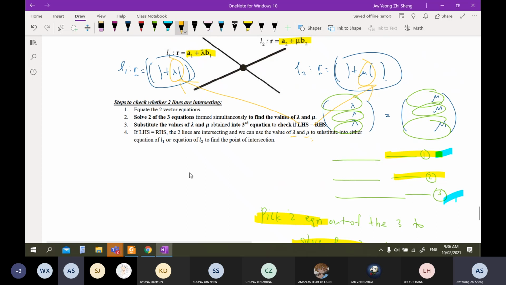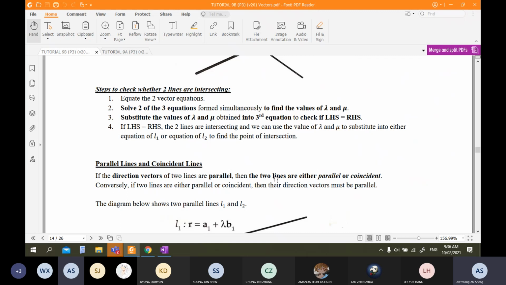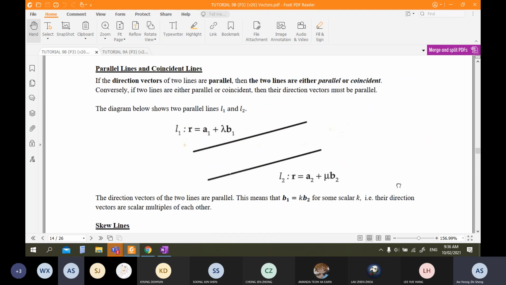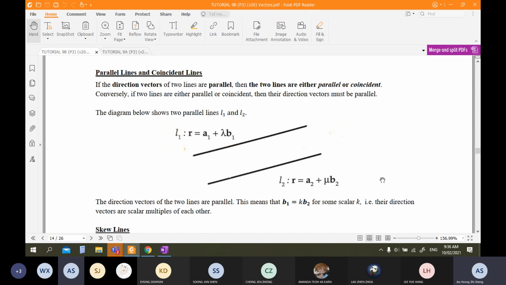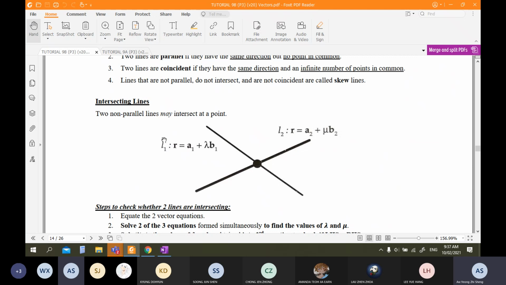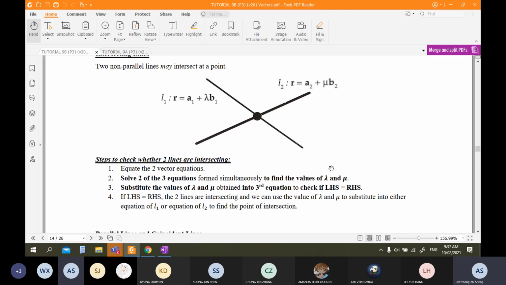Now let's carry on. This page is to introduce to you the concepts first, and we'll do example questions in the later pages. Okay, so we have covered intersecting lines. The important thing to learn about intersecting lines is how to check whether two lines are intersecting or not.